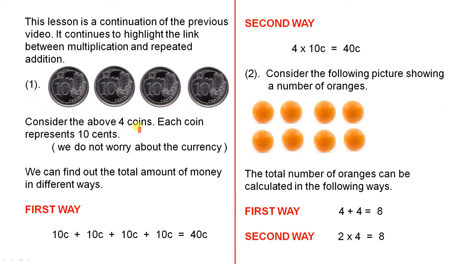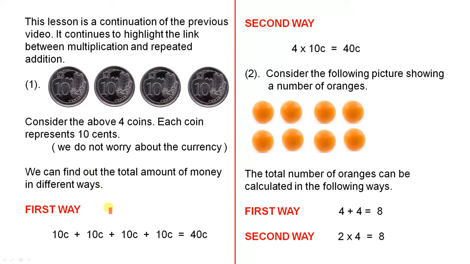Example 1. Consider the above 4 coins. Each coin represents 10 cents. We do not worry about the currency, so it doesn't matter what country it is. We're just looking at 4 coins, each of them representing the number 10. Whatever currency it is, that's irrelevant. We can find out the total amount of money in different ways.